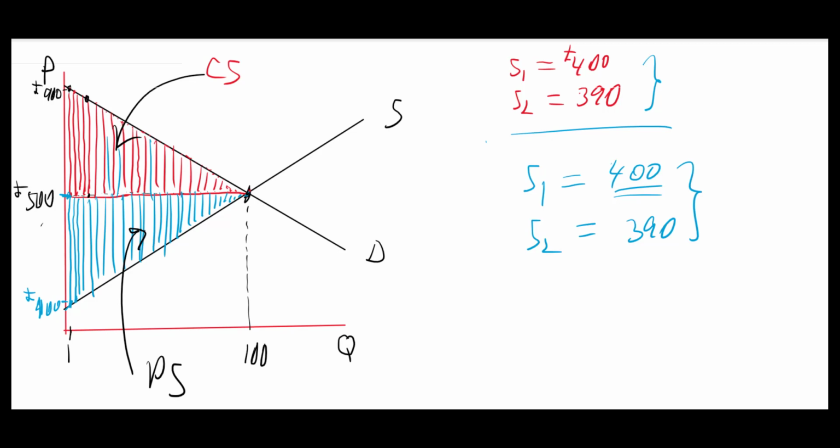So the sum of the two, the red area and the blue area, is now called the total surplus. It's the welfare of the two agents, so consumer surplus plus producer surplus. Basically, with these concepts, we do welfare analysis.